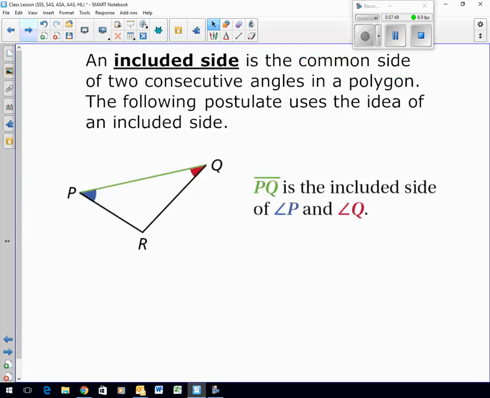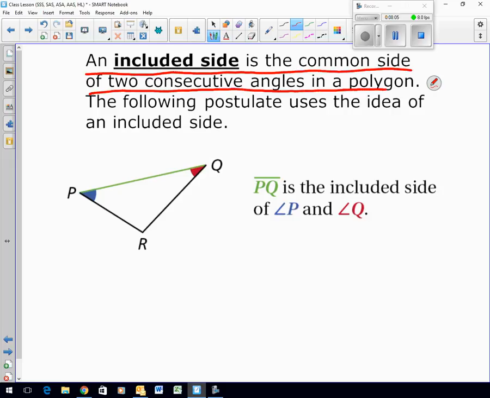Okay, an included side. I'm going to write this one down. I would write down our definition here. An included side is the common side of two consecutive angles in a polygon.